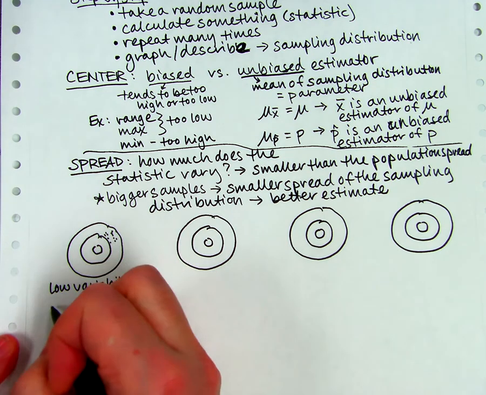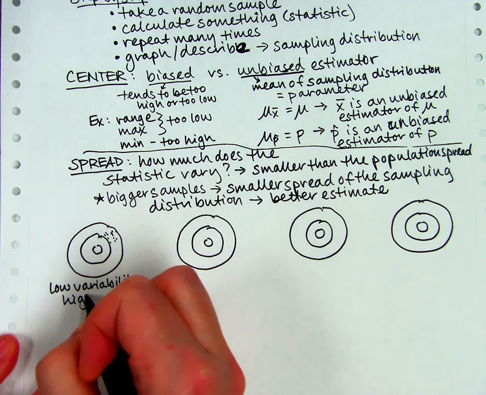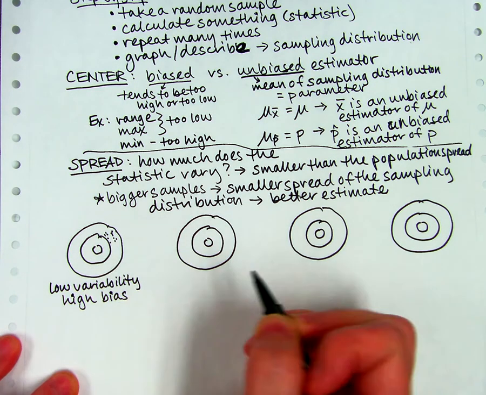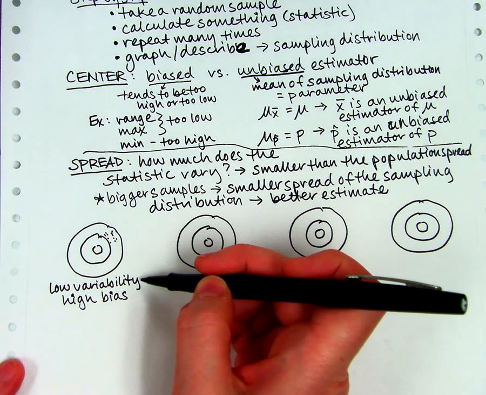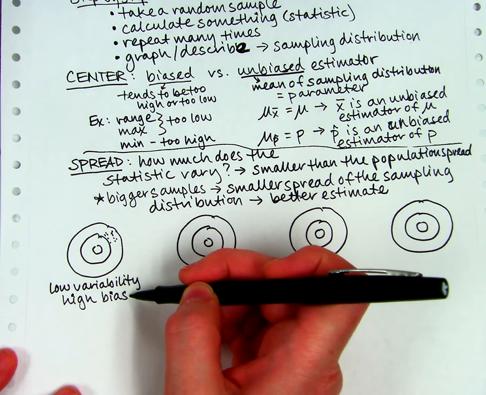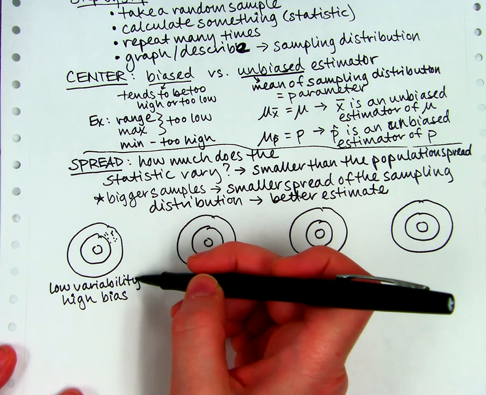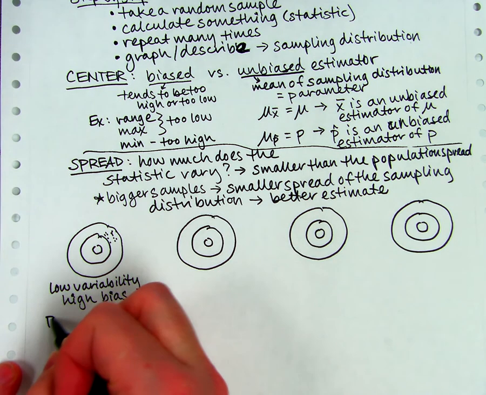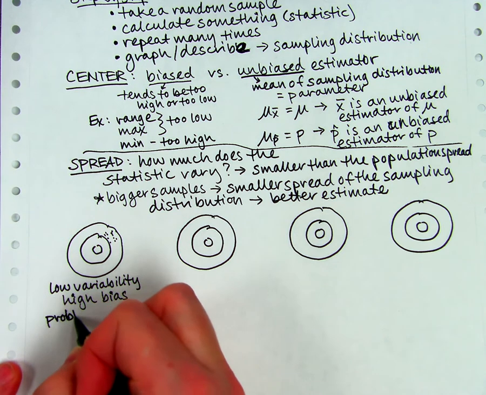But they have a very high bias. Variability and bias are the 2 bad things you want to avoid. The opposite of variability is precision, and the opposite of bias is accuracy. So this person is very precise, but not very accurate. They have a problem with the center of where they're aiming.